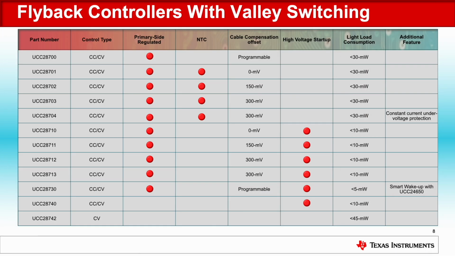Here's a list of the TI controllers that use valley switching. You can choose whether you want the control type to be constant current, constant voltage, or just simply constant voltage. Do you want to have primary side regulation, which eliminates the need for an optocoupler? The NTC allows you to choose to shut down in case of over temperature. You can choose whether or not to support cable compensation and what kind of offset you'd like to see, whether you want a programmable or a fixed offset. This is useful when you're powering loads that are not on the board itself.